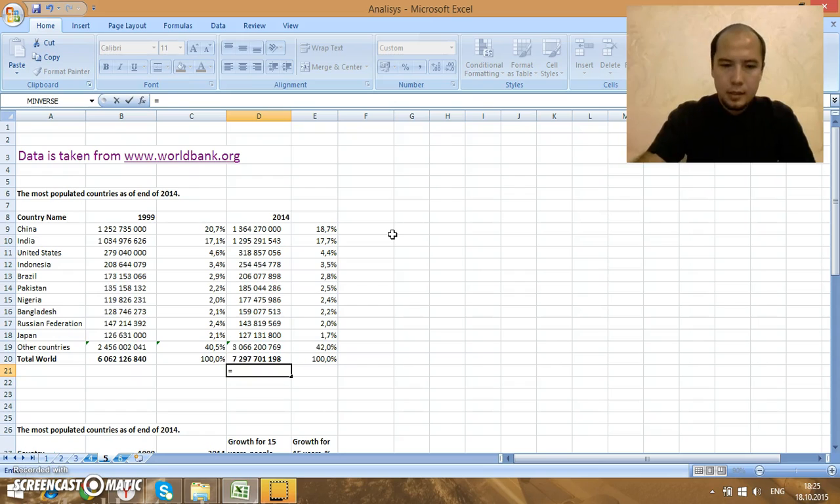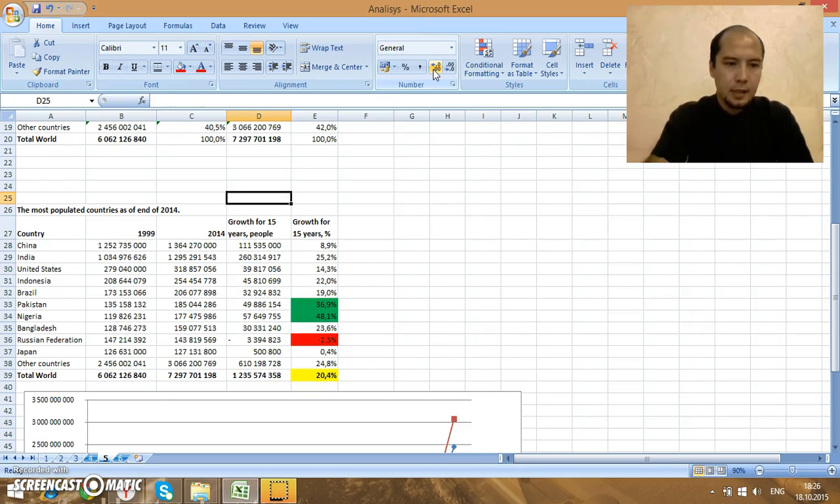And let's calculate. The population of the world increased by 1.2 billion people during the last 15 years, on average by 82 million people per year. If we calculate in percentage, we will see that the population of the world increased by approximately 20% during the last 15 years. So the most populated countries as of the end of 2014 are China, India, United States of America, Indonesia, Brazil, Pakistan, Nigeria, Bangladesh, Russian Federation, Japan, and other countries.